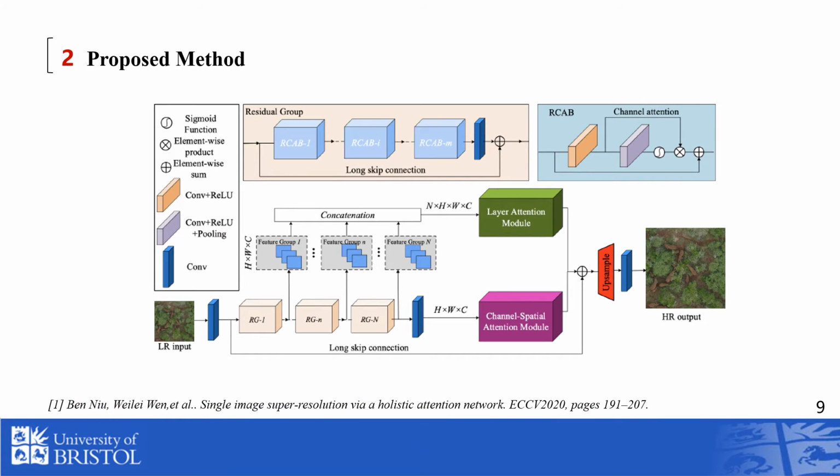We use the holistic attention network to do super resolution. The main novelty of the network is that it combines a layer attention module here in the green module and a channel spatial attention module here. These two modules make the network learn a better representation of the original image, and then it can finally generate a high quality, high resolution image. This network is from this reference.